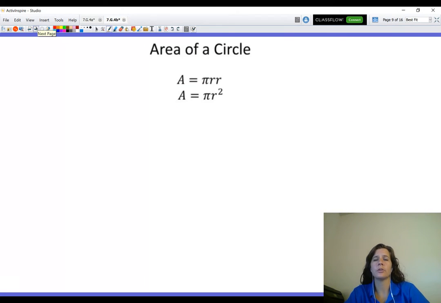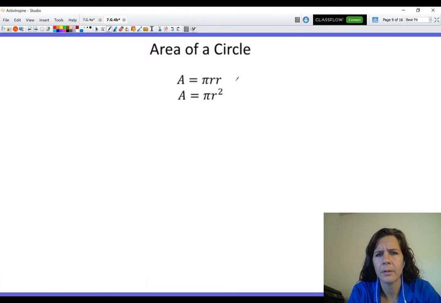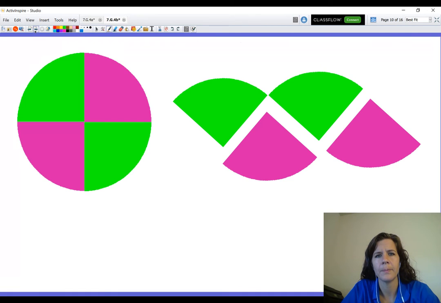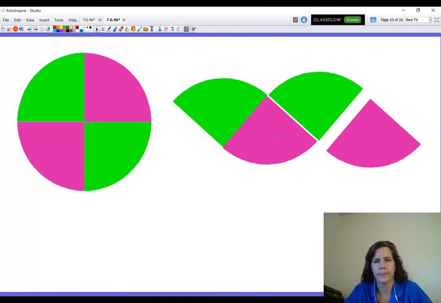Okay, area of a circle. These are the formulas you'll need to know, and they're the same thing. Remember, these are the same because when we have radius times radius right here, we can shorten that. It's the same as radius to the second power, or radius squared. But let me show you where this formula comes from. So we have this circle, and I broke it down into quarters for you, into fourths. Now I'm going to take these and line them up to make a wave.